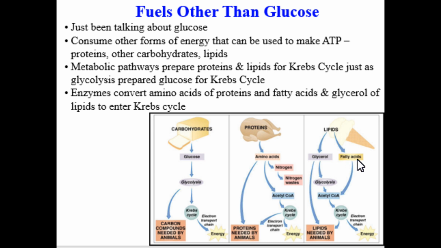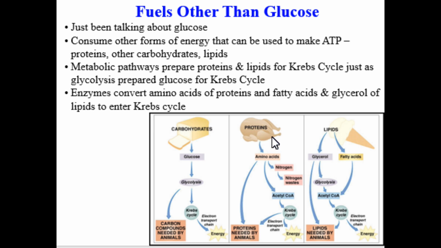So the fatty acids don't go through glycolysis. The fatty acids skip that, and then, modified into acetyl-CoA, 2 carbons at a time, they enter into the Krebs cycle. Then the hydrogens go to the electron transport system. And the waste products of lipids, again, are water and carbon dioxide.